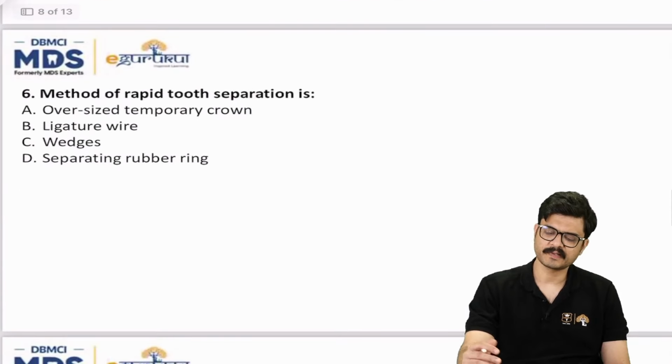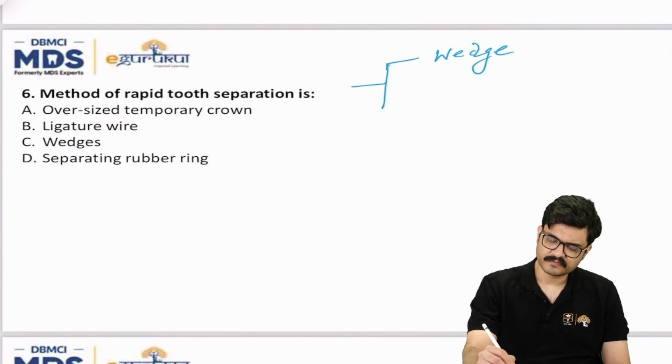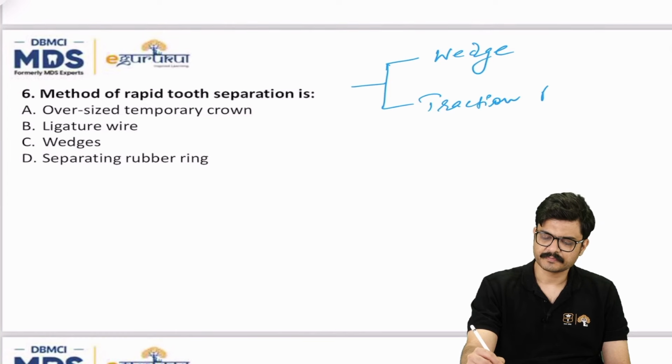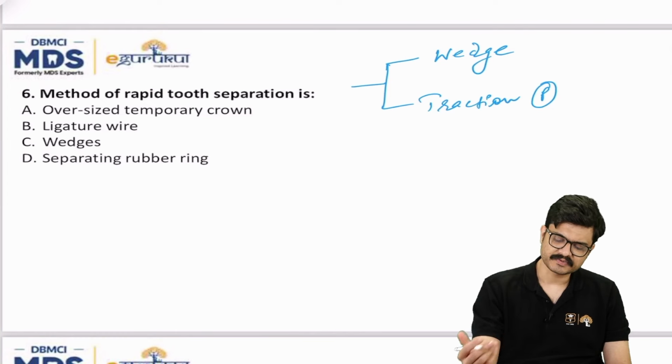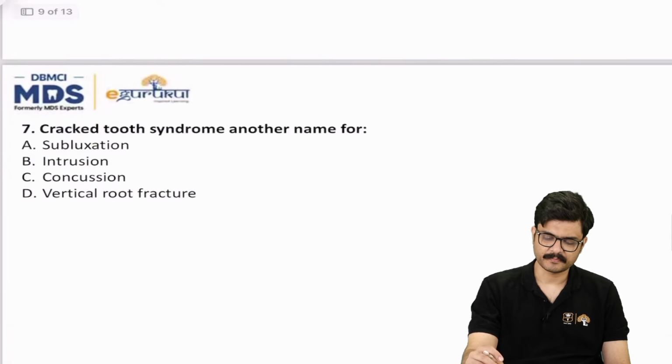Method of rapid tooth separation. Now, guys, in rapid tooth separation, we either use the wedge principle or the traction principle, right? Now, here traction is not given, simple wedges is given, so the answer is wedge, right? The answer is wedge, the method of rapid tooth separation.